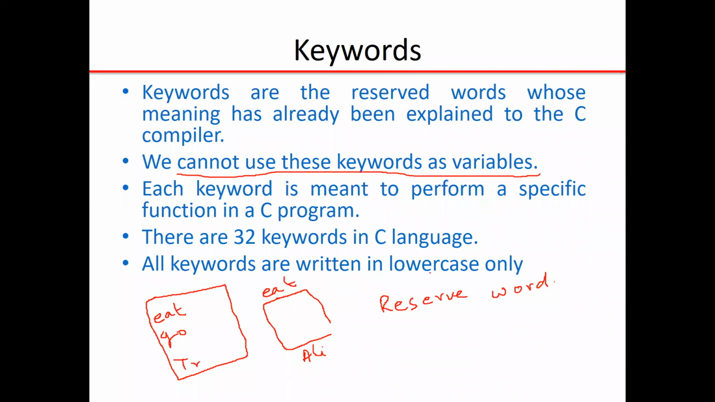All keywords are written in lower case only. Reserved words are always in small letters, but user words can be small letters or uppercase letters. And there are only 32 keywords in C language, but the list is extended in C++. It has more elements in that list. If we observe the list of C++ reserved words.